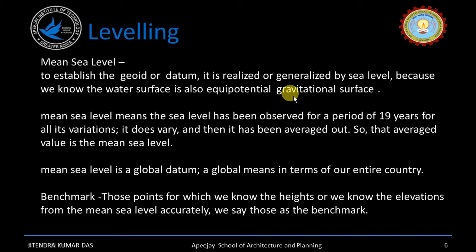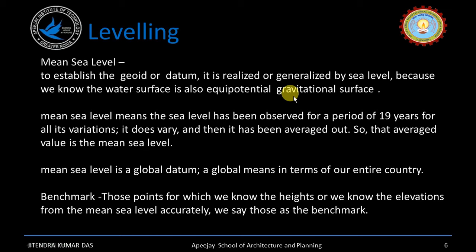Benchmark. Suppose there is a level mentioned on railway platforms, all Indian railway platforms. Suppose in New Delhi, when you go to the railway platform, you will see 'Samudra Tal se Unchai 224 meter', this kind of thing. It represents the level of those places above the sea. So that may be the benchmark.